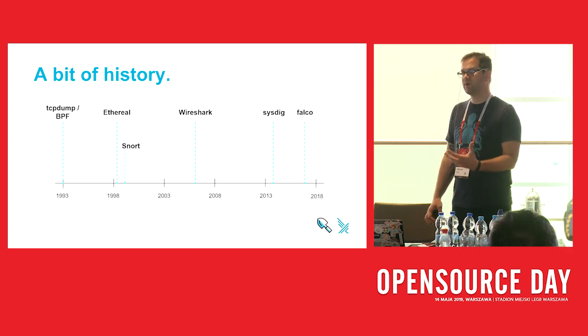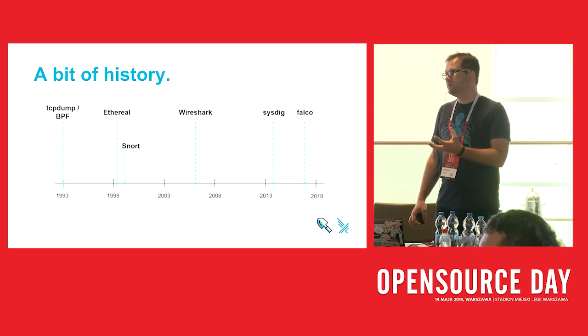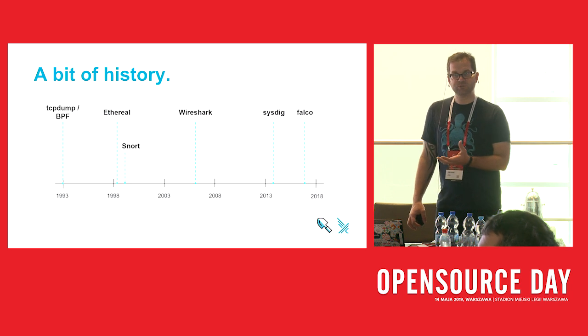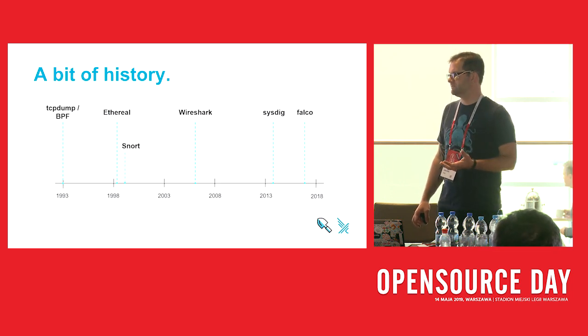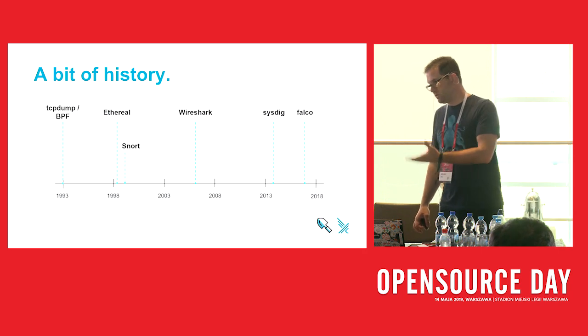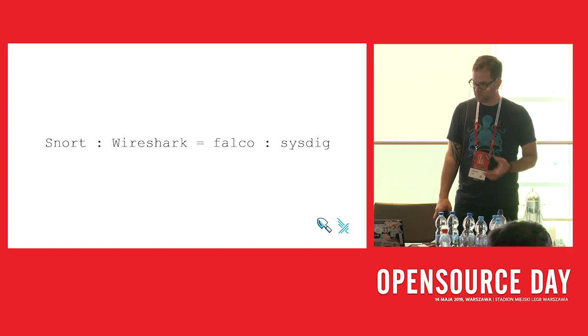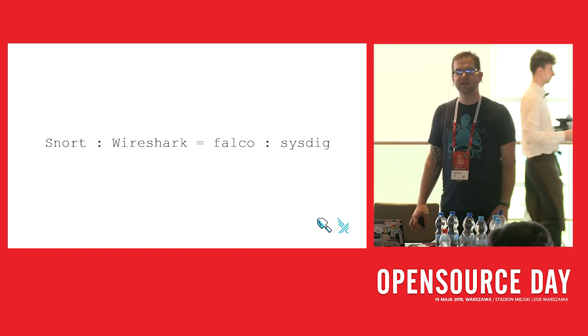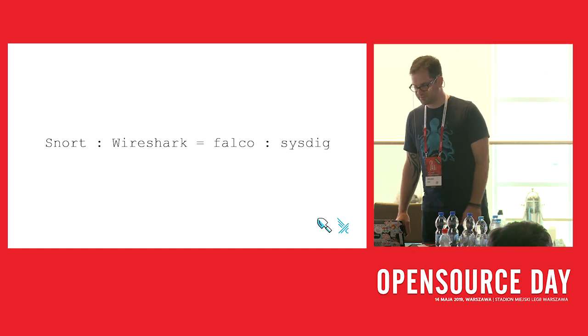Not long after that, that's where the birth of Falco came from. So analyzing these system calls, originally we built this as a performance monitoring tool, but very quickly we realized that this was really powerful from a security perspective as well. There's no lower level of security than analyzing those system calls. So this is the history there. Snort is to Wireshark what Sysdig is to Falco, or Falco is to Sysdig, sorry.